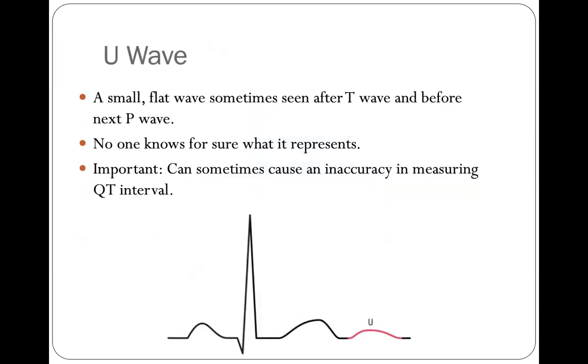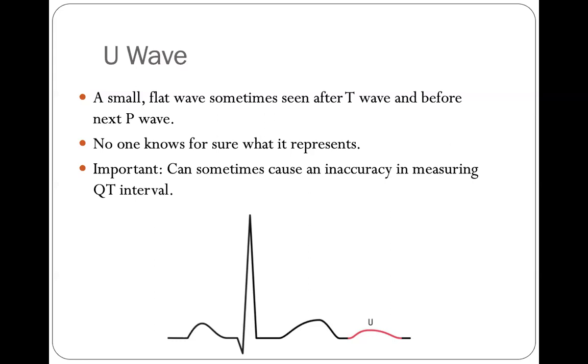A U wave is, in some people, a very small and sometimes very, very difficult to find wave that happens after the T wave. It's usually very slight. We don't know for sure what it represents, but we do see it in a lot of electrolyte disturbances. It can sometimes cause some inaccuracy when we measure certain things like the end of the T wave or finding out the measurement of the T wave.